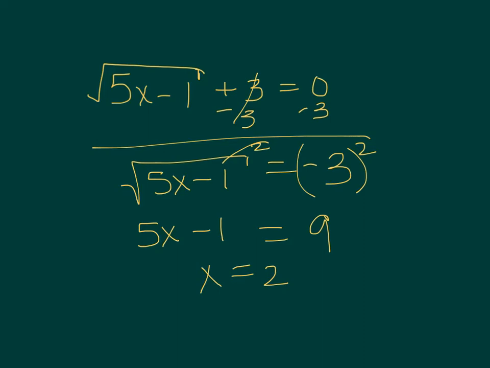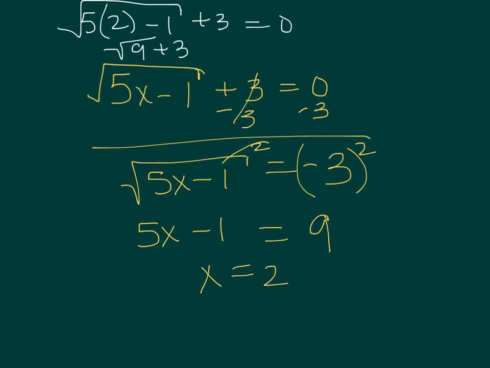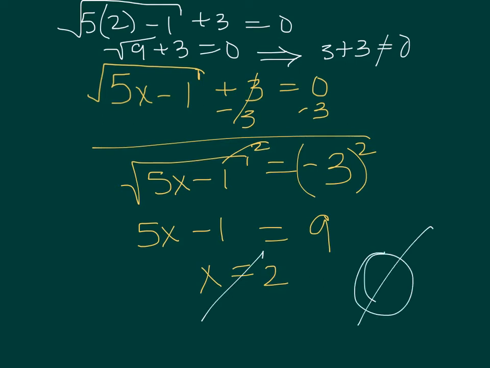So I'm going to go back into the original problem, and instead of 5 times x, I'm going to do 5 times 2, minus 1, plus 3 equals 0. 5 times 2 is 10, 10 minus 1 is 9. So I have the square root of 9 plus 3 equals 0. Square root of 9 is 3, plus 3 equals 0. I already know that's not going to work, which means 2 happens to be an extraneous solution. Since 2 is an extraneous solution and we don't have another one to lean on, the answer to this is no solution.